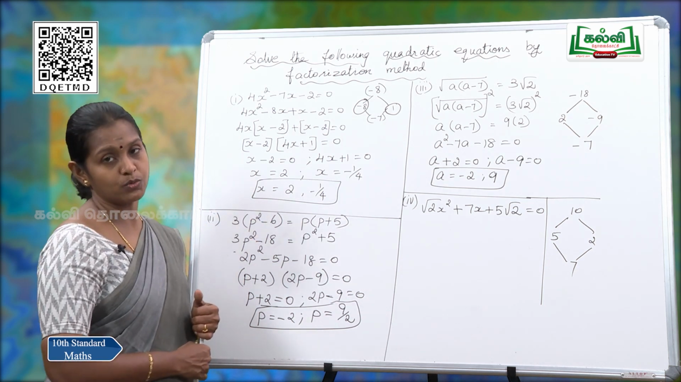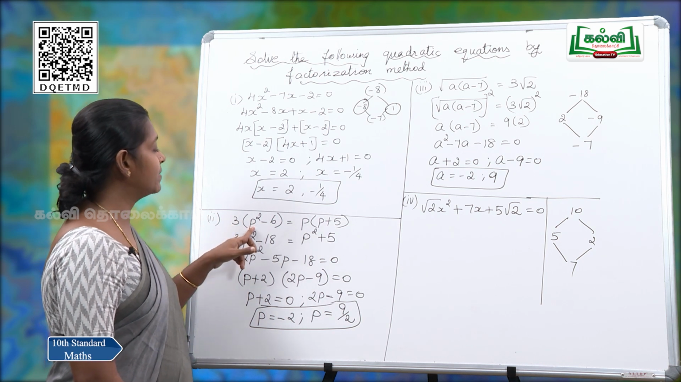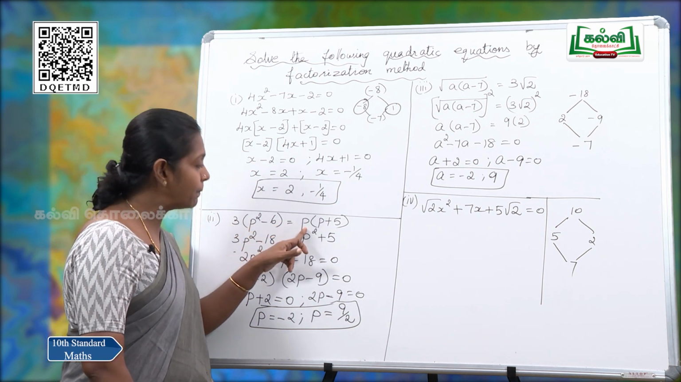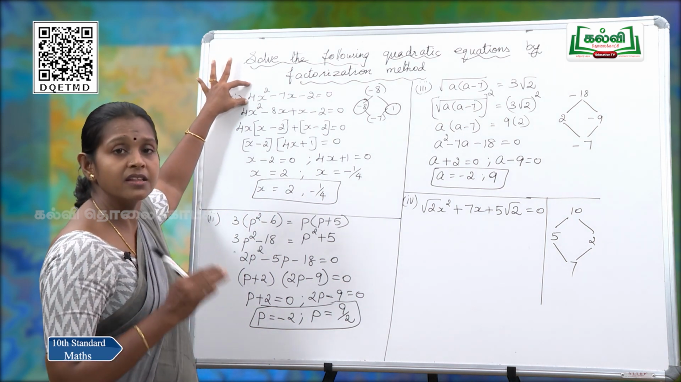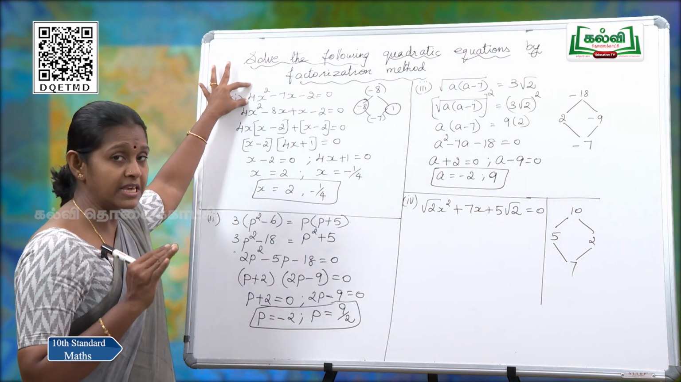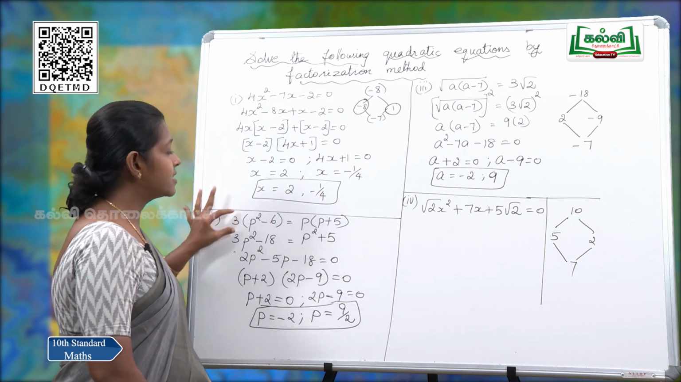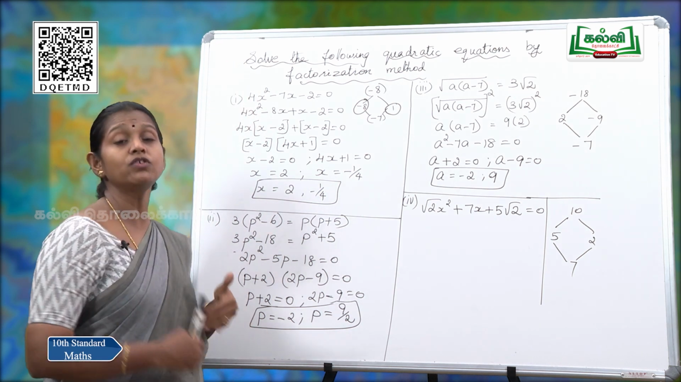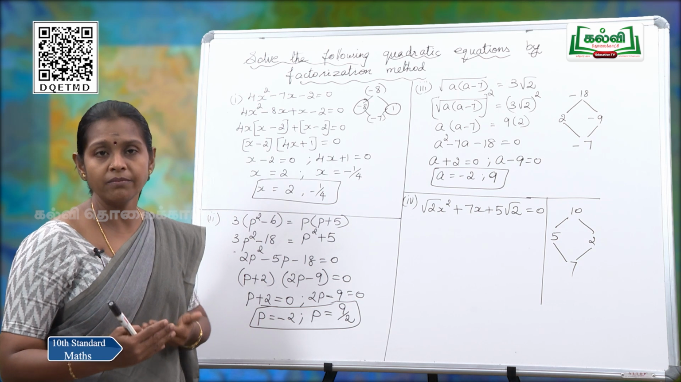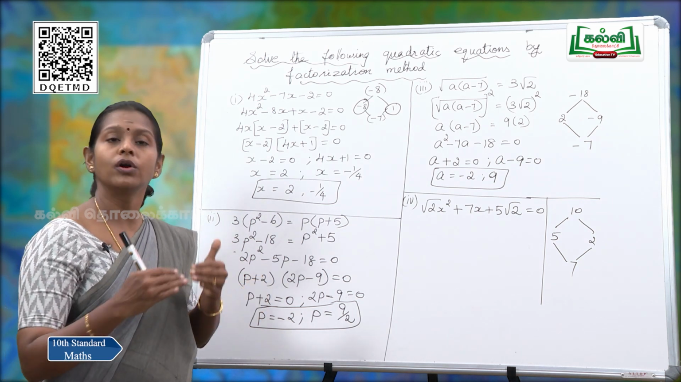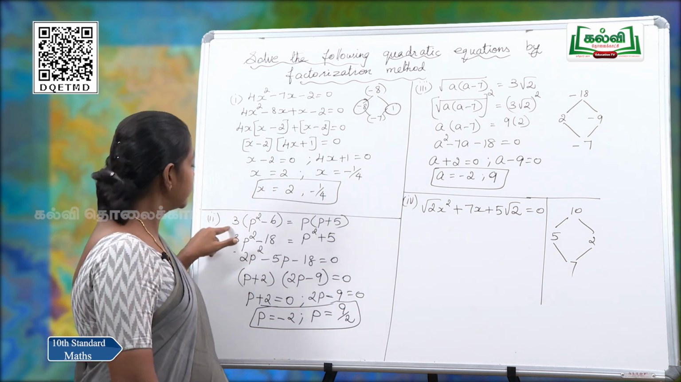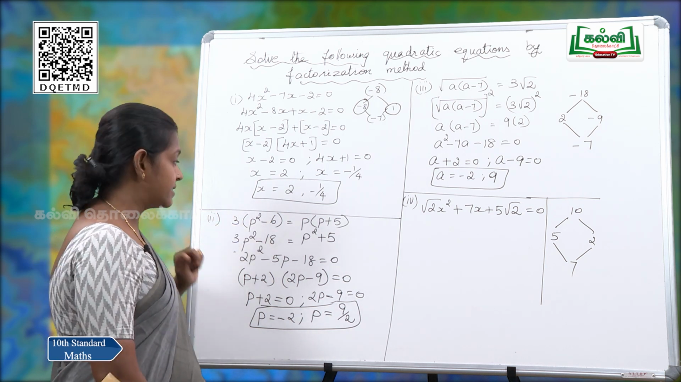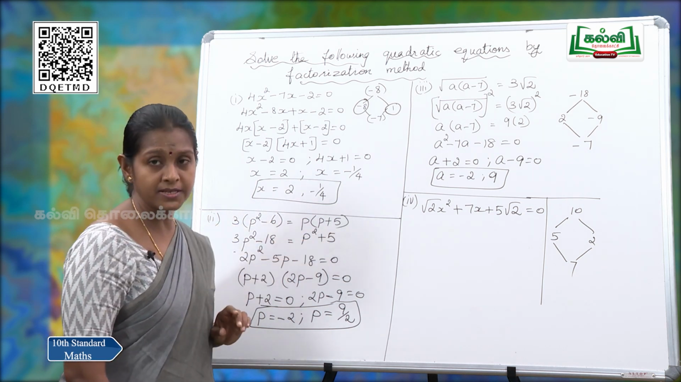Then we will come to the next question. 3 of p squared minus 6 equal to p of p plus 5. See the previous question, it was in the general form. So, it was very easy to find the answer for x, but this is not in the general form. So, we have to frame the quadratic equation according to the order. That means multiply these two, you will be getting 3p squared minus 18. That side p squared plus 5p.